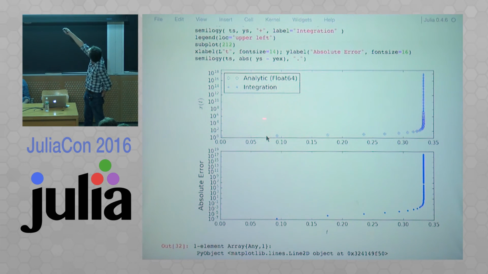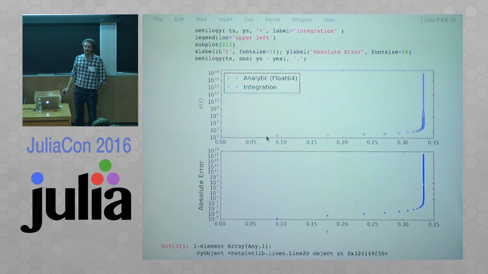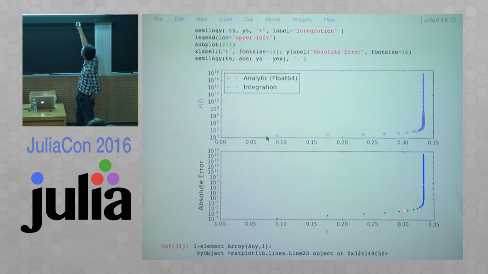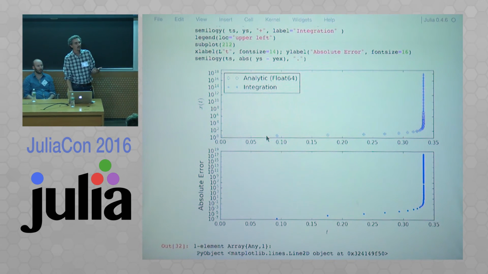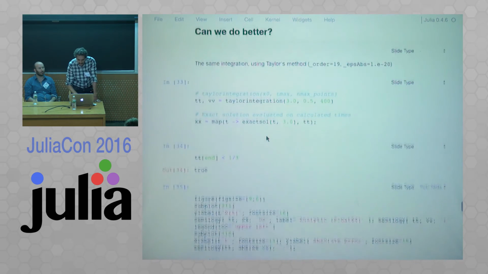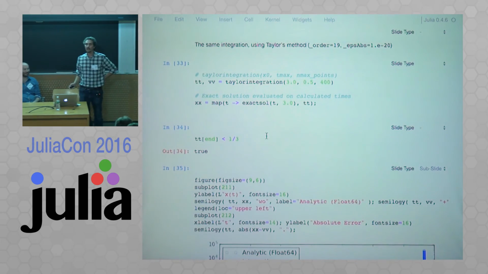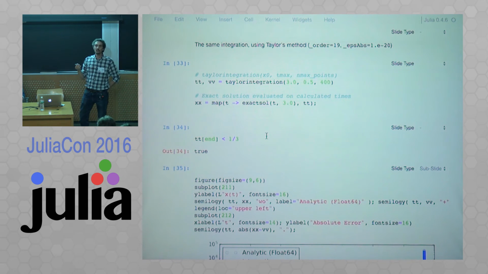And if you see the scale, which is a log scale, here it is 10 to the 6 or 10 to the 7, and here it is 10 to the 18. So you have missed it by a lot. This is also shown here in the absolute error graph. So can we do better? The answer is yes. What I will be using first is this integration with Taylor series.